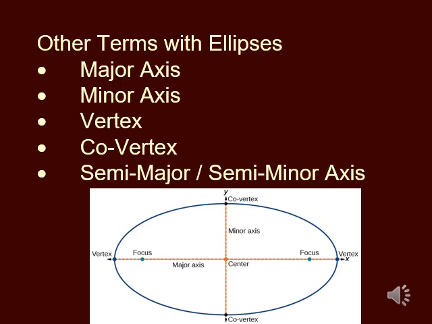And what's actually almost more important are the terms semi-major and semi-minor axis. Semi just means half. So when I talk about the semi-major axis, that just means halfway across the fat part. Basically, it's from the center to the vertex, like the radius of the widest part of that ellipse.